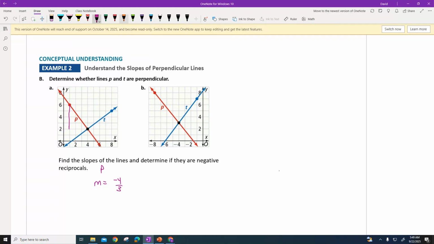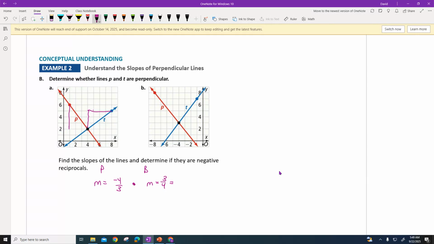Now let's go do the blue line. Blue. Find two good dots. Here's one. Oh, they gave us two dots. So that one's going up 1, 2, 3, and over 1, 2, 3, 4.